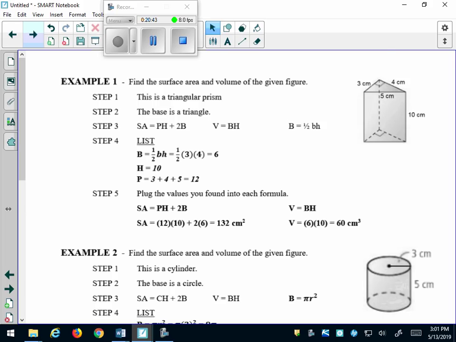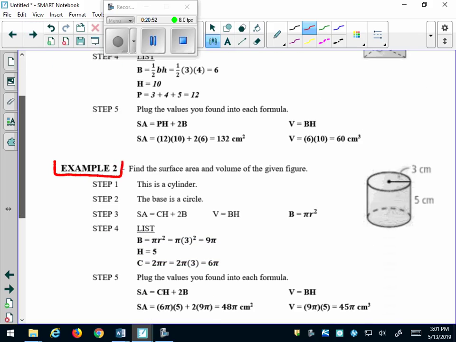This is example 1, and it shows step by step, all done out. Okay, and this is example 2, step by step, all done out of a cylinder. And then we did those two together.